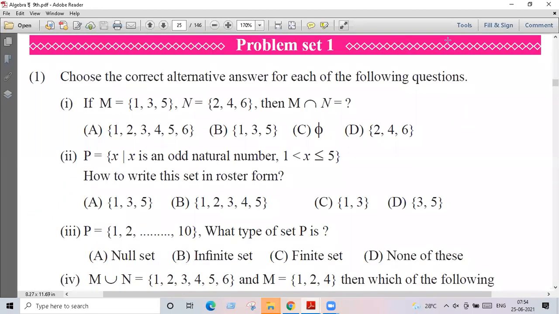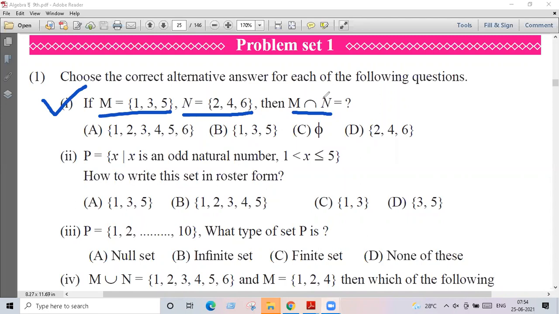See here, the questions are on what we have studied now. Question number 1. Choose the correct alternative answer for each of the following questions. First: if M is equal to {1, 3, 5}, N is equal to {2, 4, 6}, then what is M intersection N? What is common in both M and N?